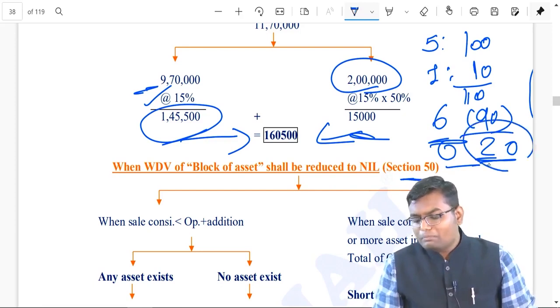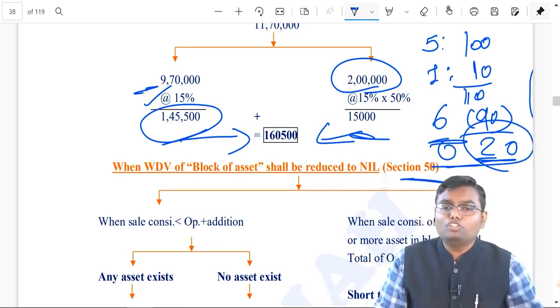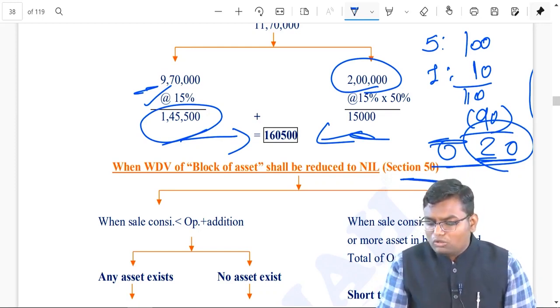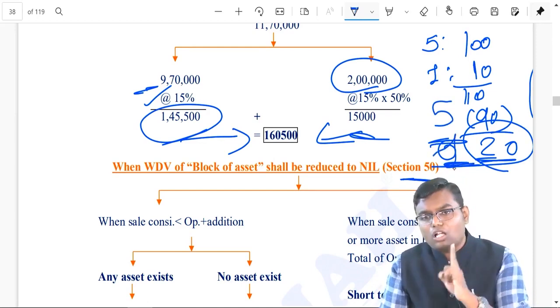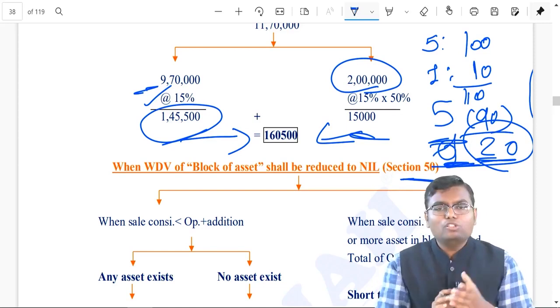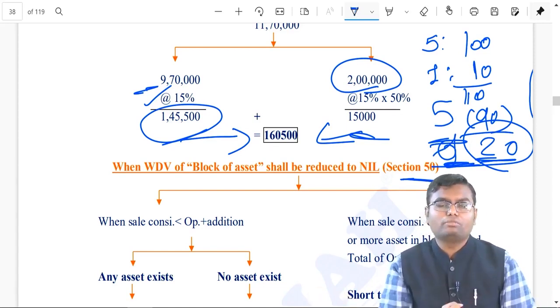So sir, what about this positive 20 rupees of block value? It will become your short-term capital loss under section 50. But let's say I sold only 5 assets for 90 rupees. Only one asset is left along with the value of 20 rupees. Asset is also there, value is also there, so continue depreciation, there will be no short-term gain or short-term loss.